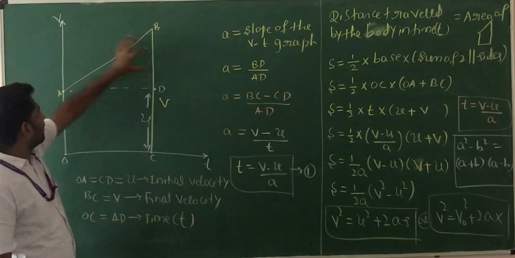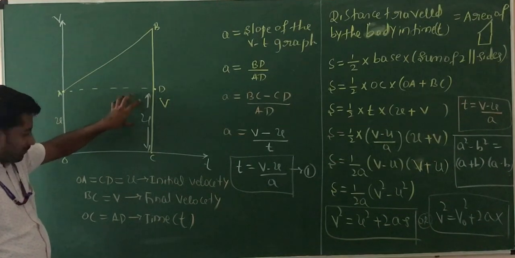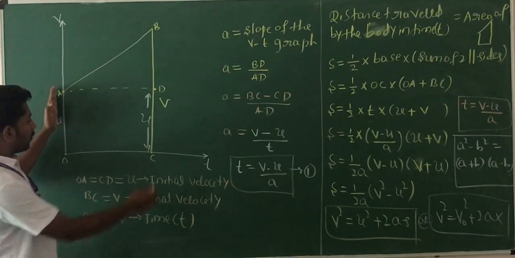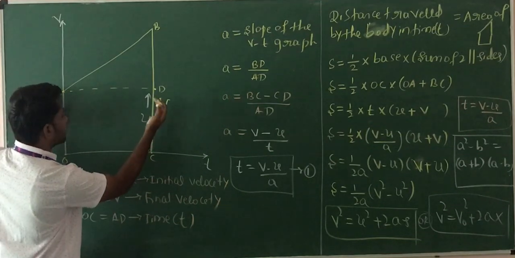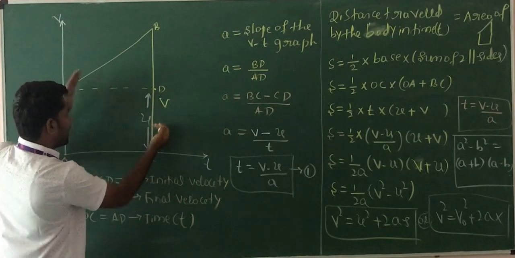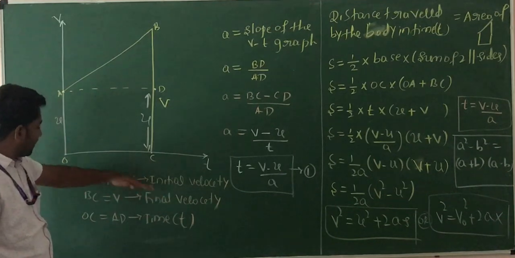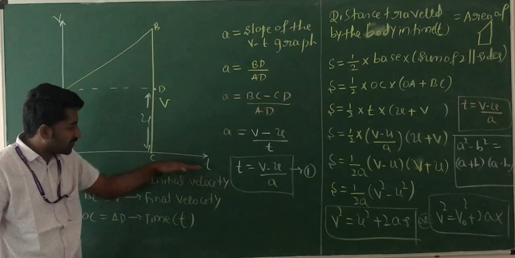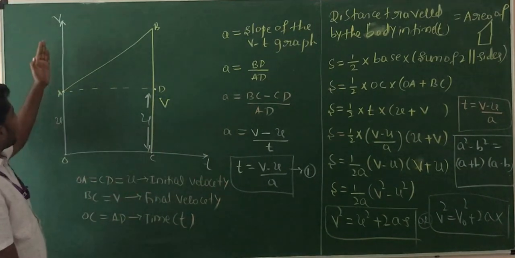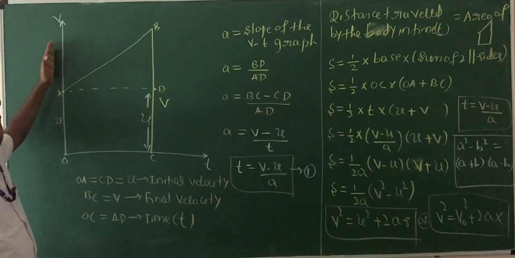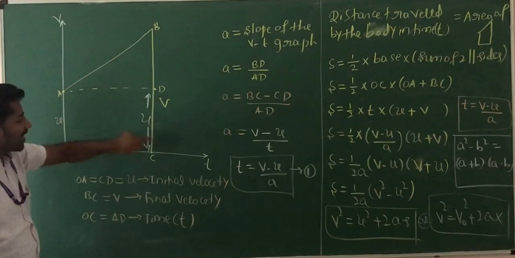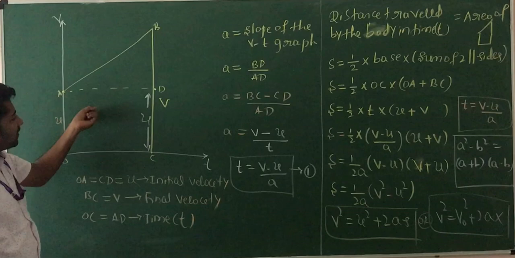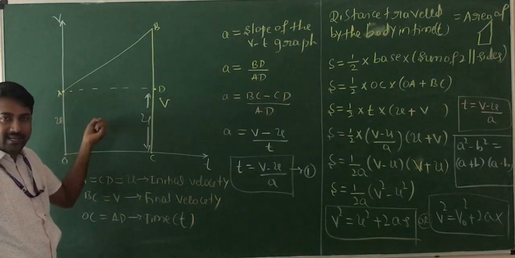Here, in this velocity and time graph, the side OA is equal to CD, this is the initial velocity, and BC is the final velocity. The side OC is equal to AD, this is the time. Along the x-axis we plot the time and along the y-axis we plot the velocity. Here velocity is the dependent variable and time is the independent variable. Using the velocity and time graph, we find the acceleration of the body.